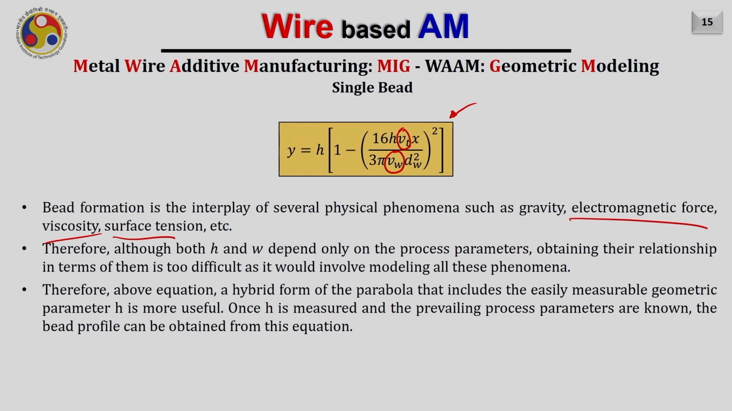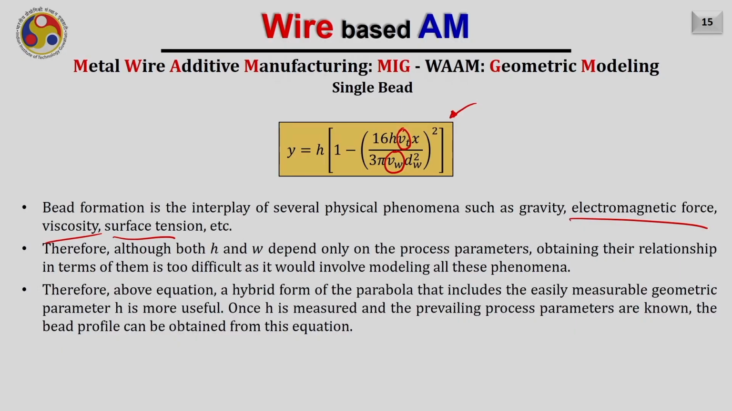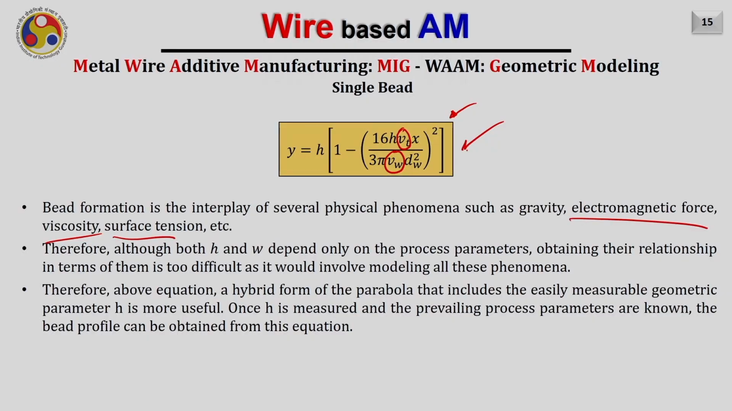Therefore, the above equation is a hybrid form of parabola that includes the easily measurable geometric parameter, and that is nothing but H. When you deposit a bead, you can easily measure it by using a vernier caliper. Once you know the value of H and you are assuming that the deposited bead is a parabola, you can find out the other values corresponding to that. So once we know the value of H on the deposited bead, you can easily find out the shape of the bead by utilizing this equation.